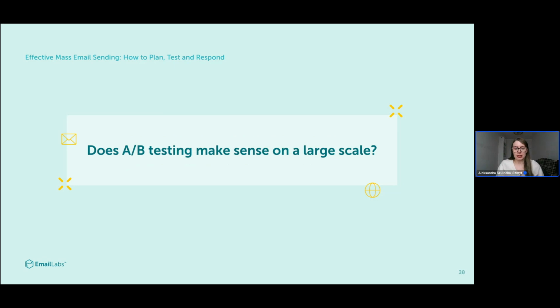And the last question is, does A/B testing make sense on a large scale? Yes, when it comes to newsletters, promotions, offers, so the mailings that are going to be targeted. But it doesn't really make sense when you're sending privacy policy, terms and conditions, and similar updates, because they just have to be received by everybody, and it doesn't really matter what the topic is. They are not very popular among recipients.